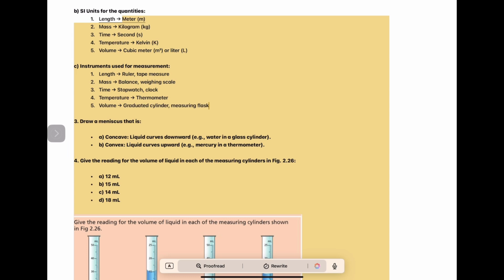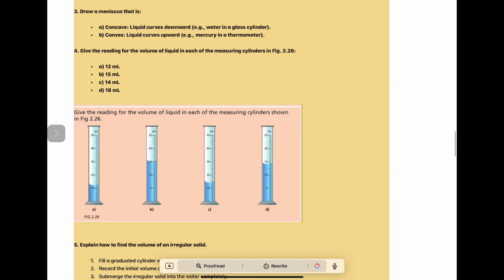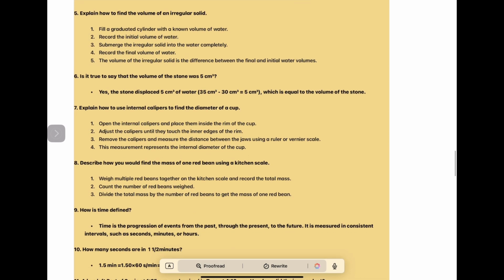4. Give the reading for the volume of liquid in each of the measuring cylinders in figure 2.26. A. 12 milliliters, B. 15 milliliters, C. 14 milliliters, D. 18 milliliters. 5. Explain how to find the volume of an irregular solid. 1. Fill a graduated cylinder with a known volume of water. 2. Record the initial volume of water. 3. Submerge the irregular solid into the water completely. 4. Record the final volume of water. 5. The volume of the irregular solid is the difference between the final and initial water volumes.